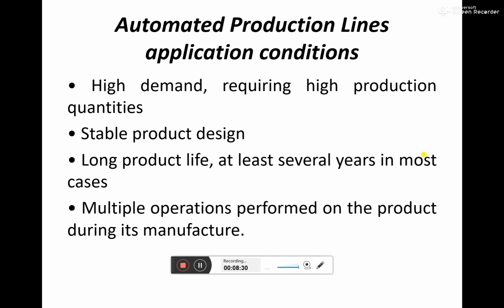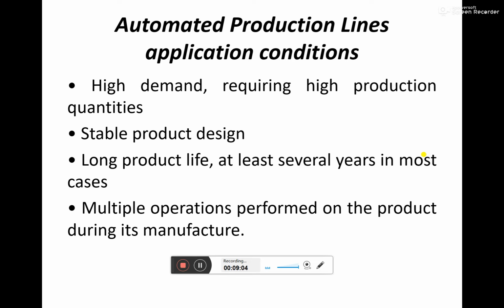Okay. So, what are the applications of automated production lines? Mainly, the reason people automate production lines is that if there is a high demand for your product and high production rates are required, then it is necessary to use these automated production lines. Where high demand and high production rates are required, we have to use these automated production lines.